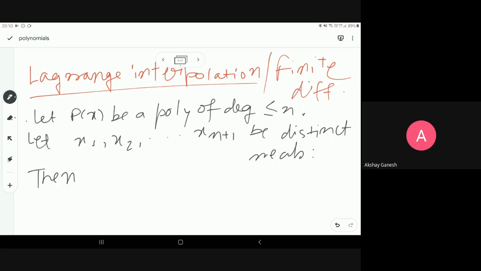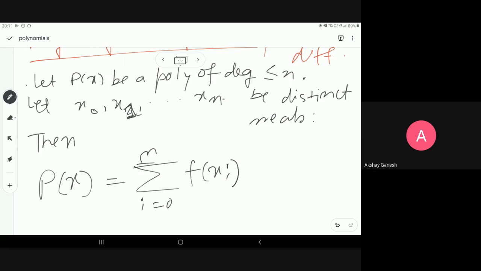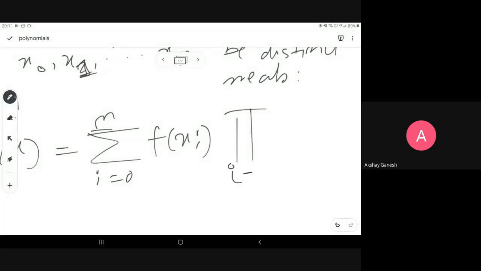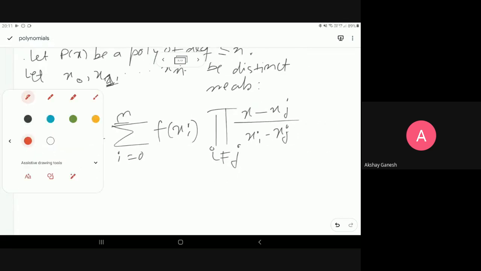Then it turns out that you can explicitly say that p of x equals the summation, let it be x0, x1 up to xn, it looks better, i equals 0 to n of f of xi times the product over j not equal to i of (x minus xj) over (xi minus xj). So this is the formula for Lagrange interpolation.